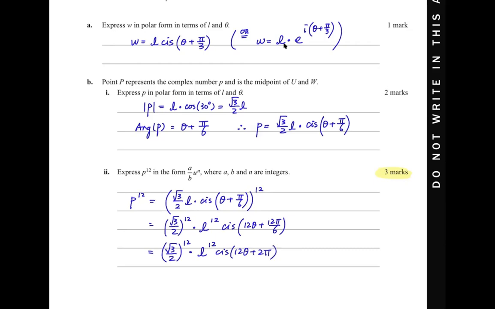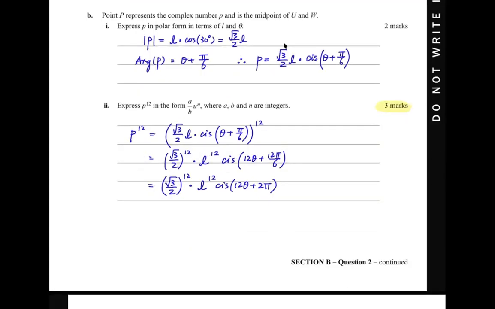Anything in an angle adding a 2π or a multiple of 2π will return to the original position. So this guy here is 12θ, okay? You can get rid of the 2π here. It will be a good idea to calculate this by your CAS calculator. And this guy here, I could return it to cis θ to the power of 12.